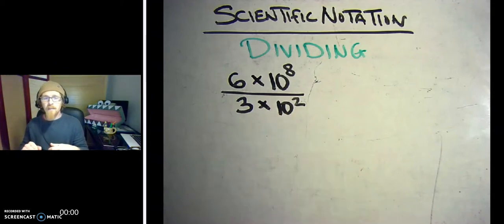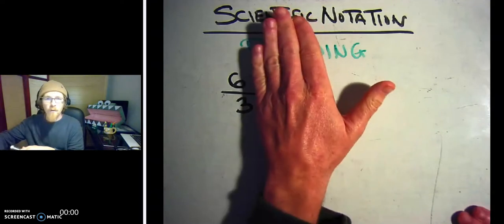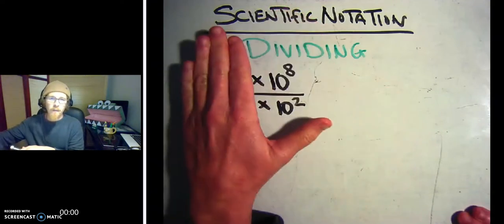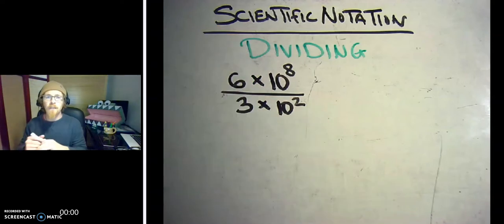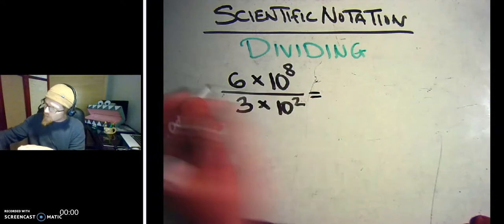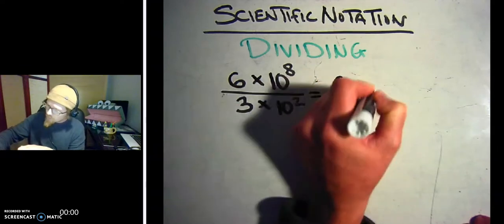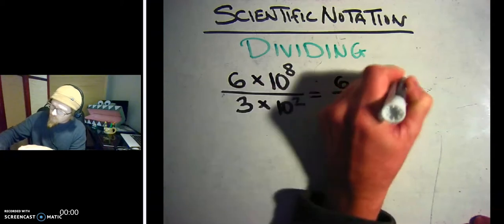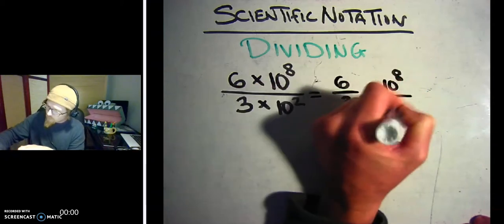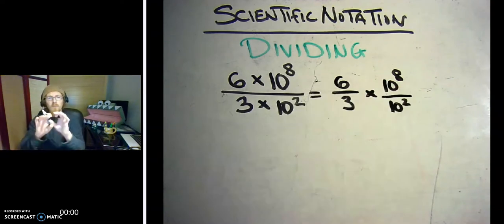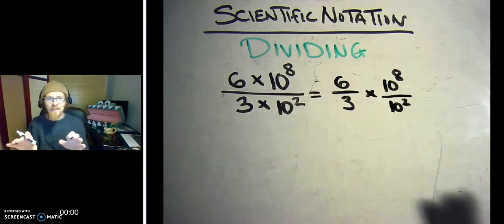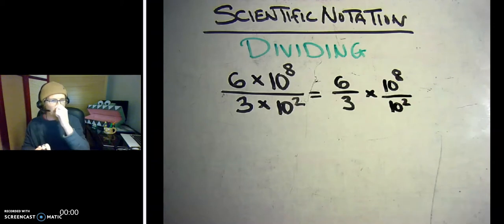Well, because this is division with multiplication, one way to think about this is we can do things in any order. We can simplify things when necessary and still leave it as multiplication. So how I'm going to do this is break it up. I'm going to take the numbers 6 divided by 3 times the exponents 10 to the 8th divided by 10 squared. So it's almost like I'm going to take each of those pieces and work with them separately.